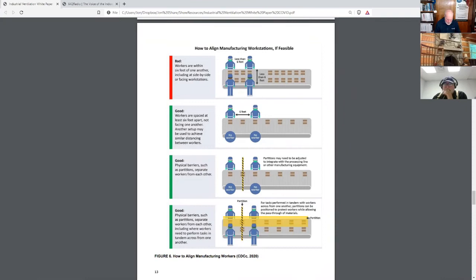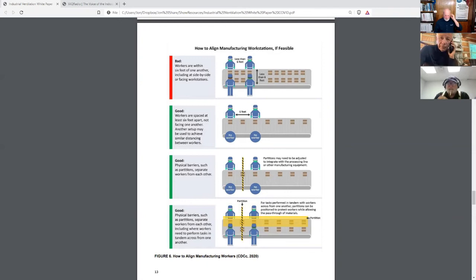And they show the difference between a bad setup and then a good setup, maybe a little bit better, with the partitions and the distancing. And then physical barriers such as platforms separate the workers, including where they need to perform tasks in tandem from across each other. So they do a nice job there of detailing the way people should be set up.